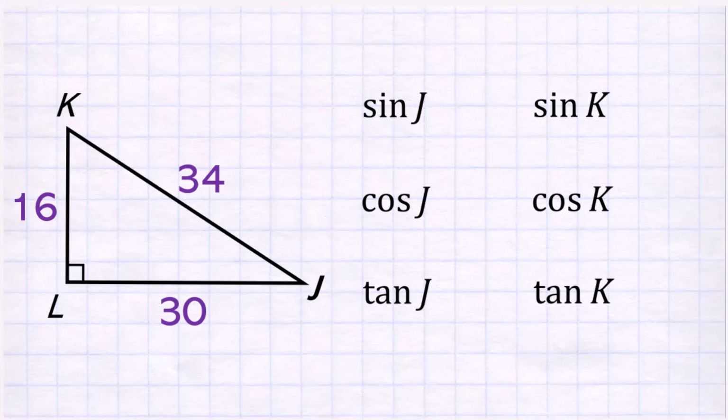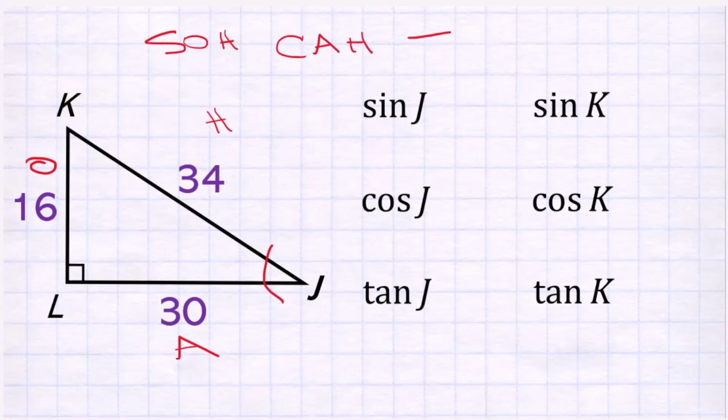Let's start with J. So you are standing here in this corner. That's your hypotenuse because it's across from the right angle. This is your opposite side, and this is your adjacent side. So for sine, remember SOHCAHTOA. And I usually just write that down onto the top of every paper that I'm working with. Sine is opposite over hypotenuse. So this would be 16 over 34.